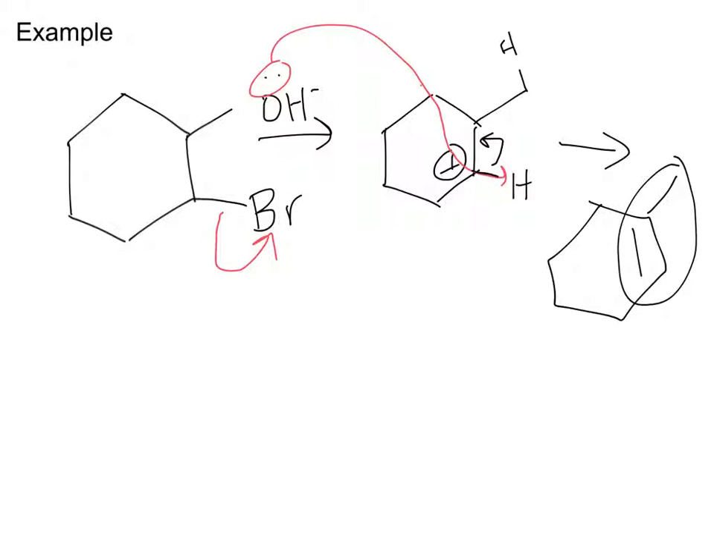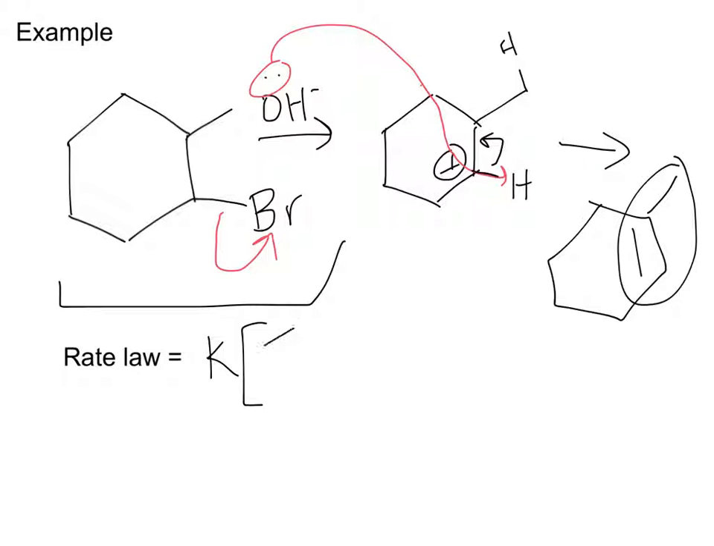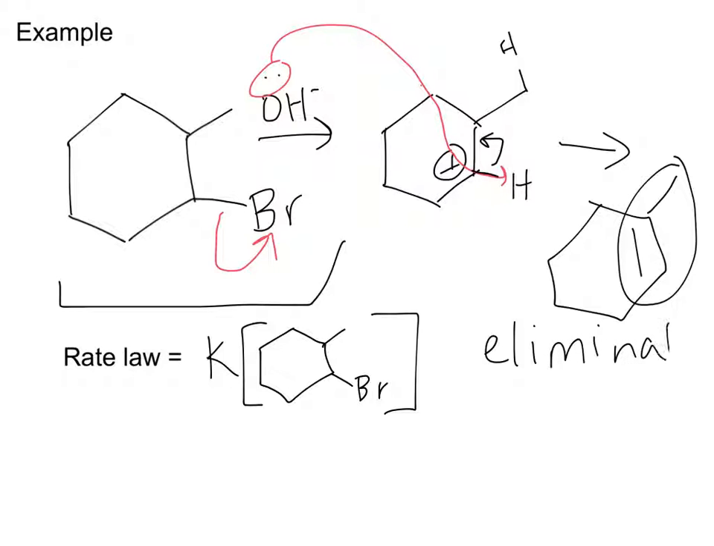Once again, when writing the rate law, the first step is always the slow step and the rate determining step, because it takes greater energy to go from a non-charged atom to two charged particles than to go from two charged particles back to a non-charged one. So the rate law is equal to k times this molecule and just that one, which is, again, why it's an E1 mechanism, or elimination unimolecular. Sorry, I ran off the page there.